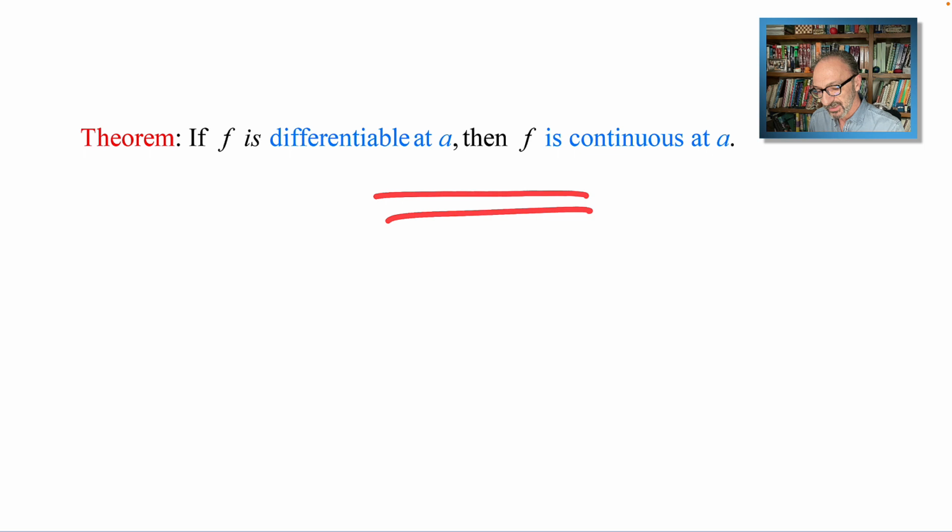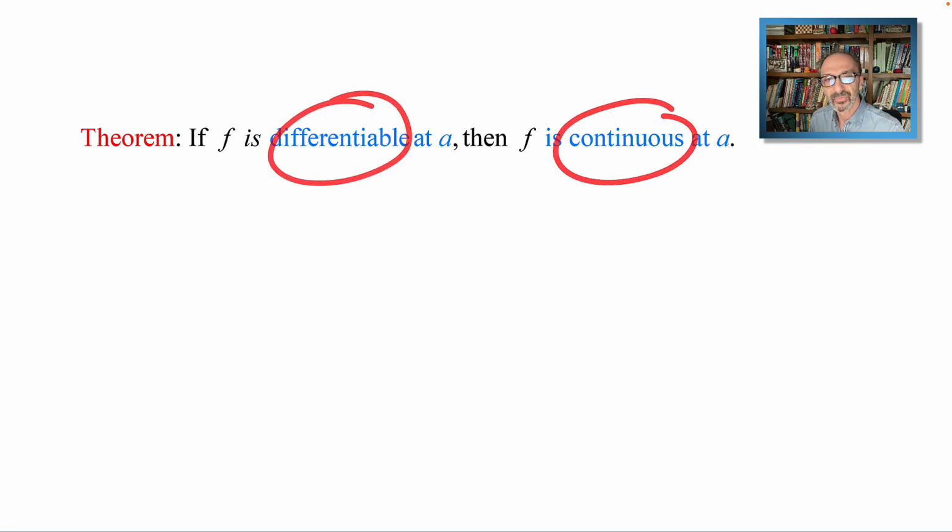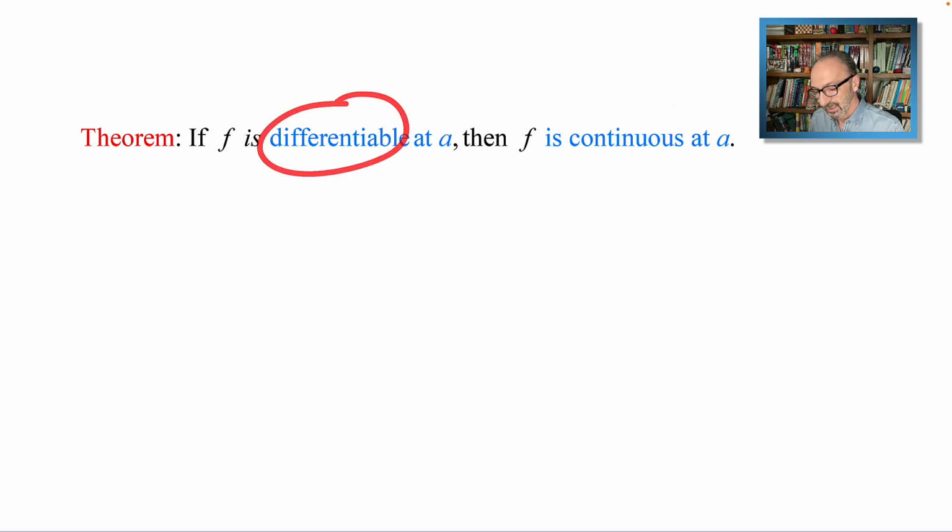differentiable implies continuous, but continuous does not imply differentiable. So differentiable is stronger than continuous. Differentiable means it is continuous and it is smooth. So this is continuous, but it's not differentiable because it has an edge on it. So in short, differentiable means smooth curve, continuously smooth, just like Smooth Criminal, Michael Jackson. So think about differentiable as smooth curve or smoothly connected. Okay, let's move on.